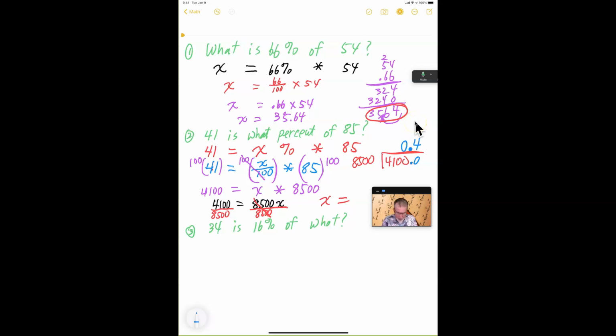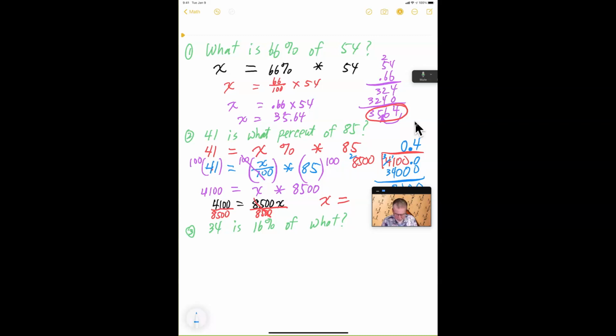So 4 times 0 is 0. 4 times 0 is 0. 4 times 5 is 20. That's a 0 plus 2. 4 times 8 is 32, plus 2 more is 34. 0 minus 0 is 0. 0 minus 0 is 0. 0 minus 0 is 0. Borrow 1 from the 4, leaving 3. We have 11 minus 4 is 7. So here we have 7,000.